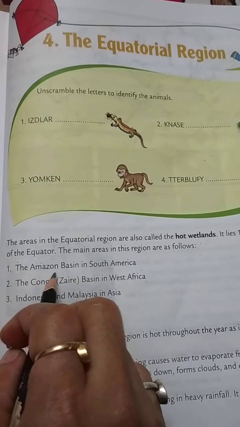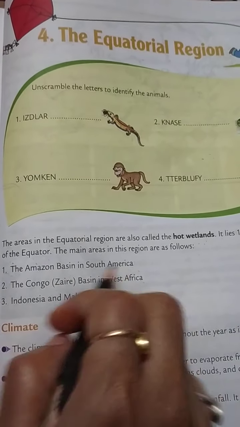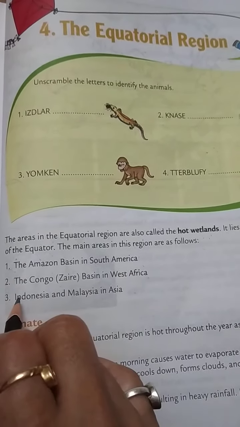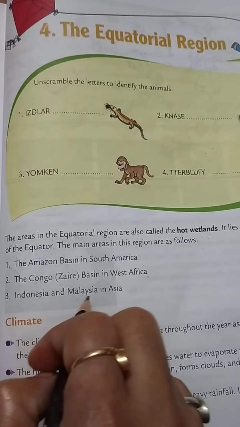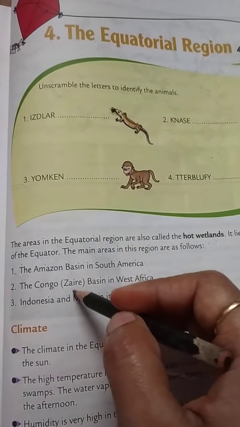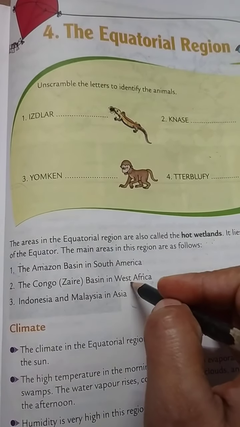The main areas in this region are as follows. First is the Amazon basin in South America. Second is the Congo-Zaire basin in West Africa. And third is Indonesia and Malaysia in Asia. Students, we will study this with the help of a map.